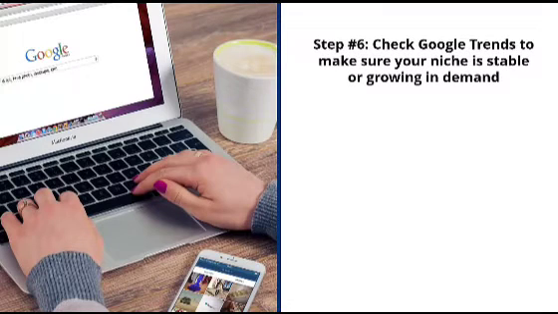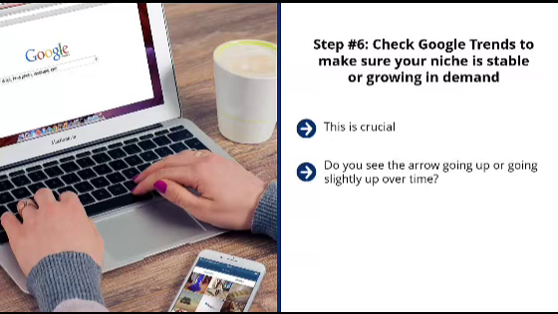Step number 6, check Google Trends to make sure your niche is stable or growing in demand. This is crucial. You don't want to build your online empire on a niche that is on its way out. Use Google Trends and enter your search terms for your niches. Do you see the arrow going up or going slightly up over time? Or do you see it flatlining and even dipping downward?